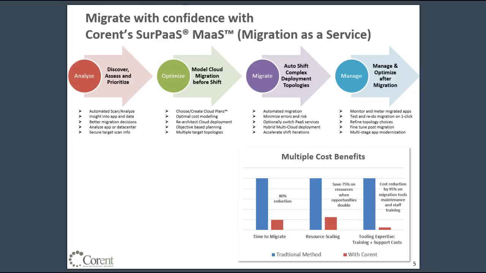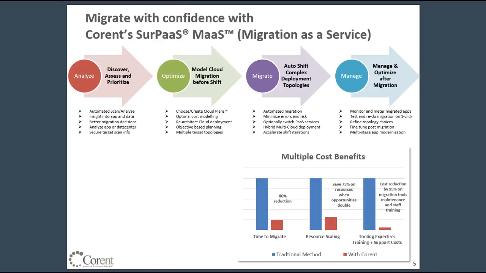So you want to see, from a resource perspective, as you double the number of applications that you want to migrate or resources that you want to add, what kind of cost reduction you can get with the number of resources being added. And finally, do you need to maintain a whole suite of tools?